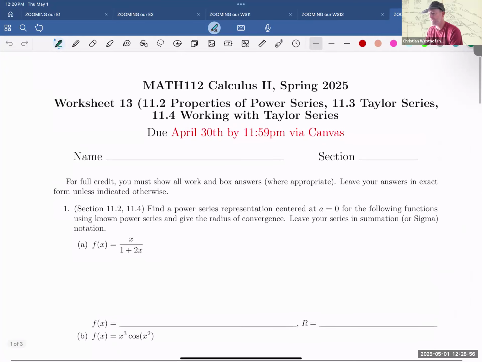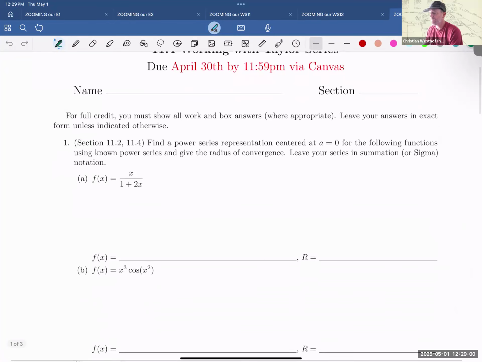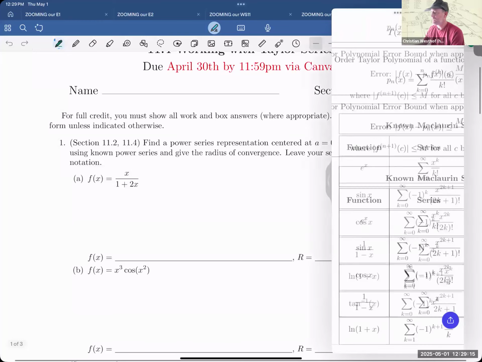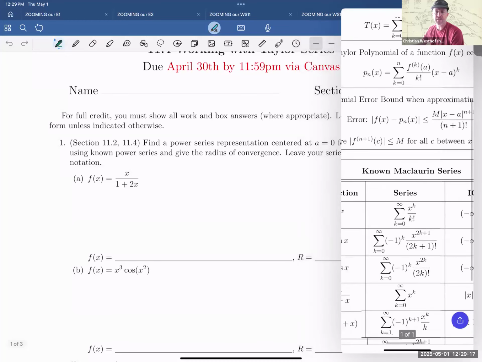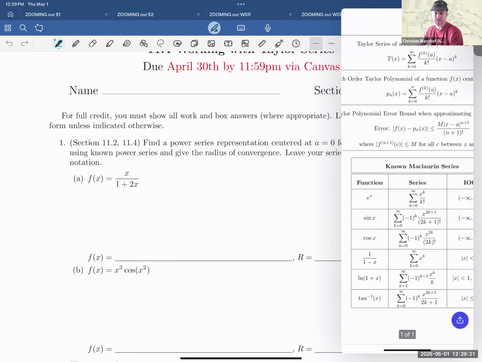It's worksheet 13, number 1, question 1. Find a power series for the function x over 1 plus 2x, centered at 0, using a known power series, and then give the radius. So these are our known power series on our formula sheet that is provided to you on the exam.